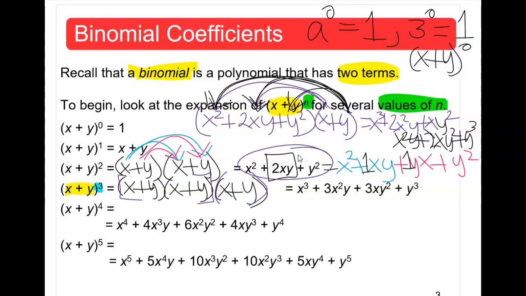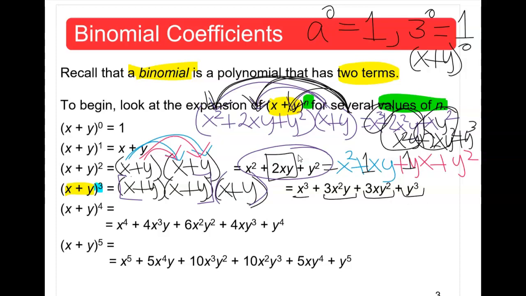So if we add the terms, we will have x to the third power, that's here. And then from this 2, adding vertically, we will have 3 times x squared y. Then from xy squared plus 2xy squared, we will have 3xy squared, and then finally y cubed.